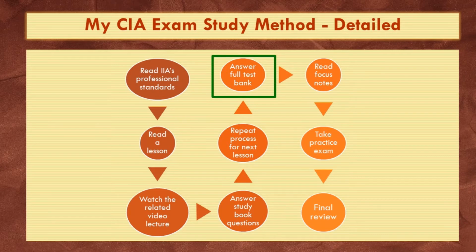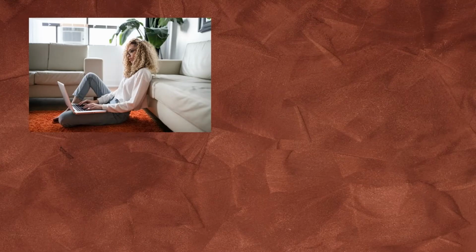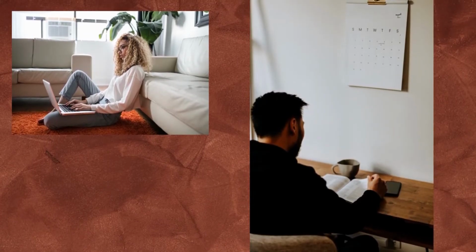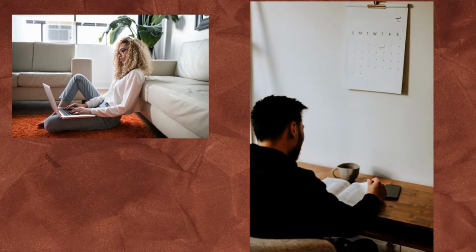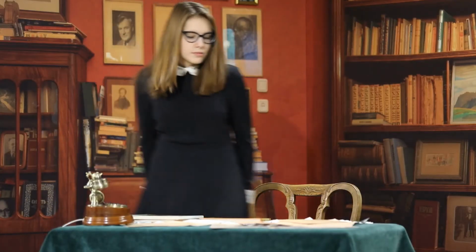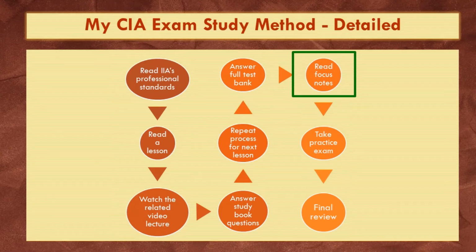Then I would answer the full test bank after I finished the whole book. So after reading all of the domains of the study book, I would then move on to the test bank that Wiley provided, and that was over 800 questions that I would have to answer. And I would retake the questions until I got them all right and until I understood why those answers were correct. After that long process, I then read the focus notes.